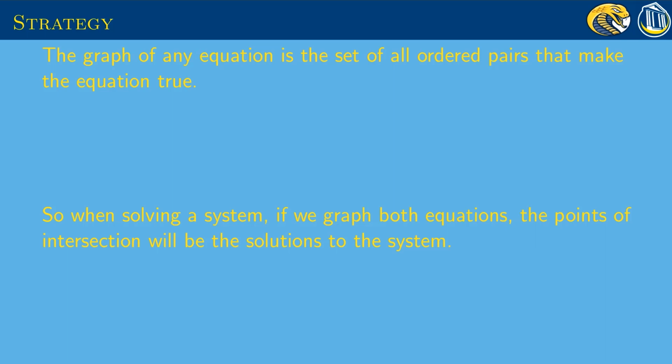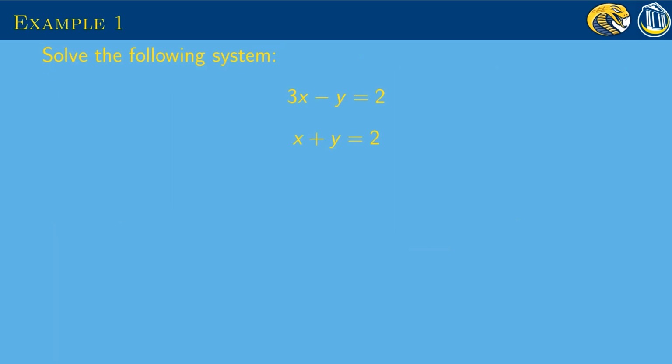That means that when we're solving a system, if we graph both of these equations, then the point where the two functions intersect will end up being a valid solution to both equations, and therefore will be considered to have solved the system of equations. So let's look at this example where we're solving the system of equations 3x minus y equals 2 and x plus y equals 2.